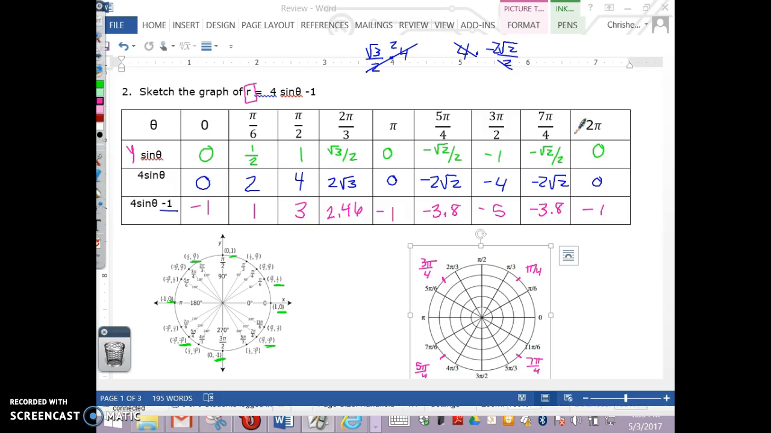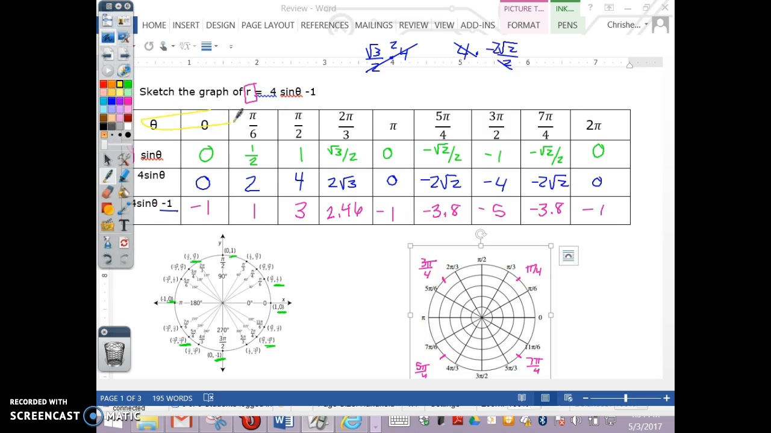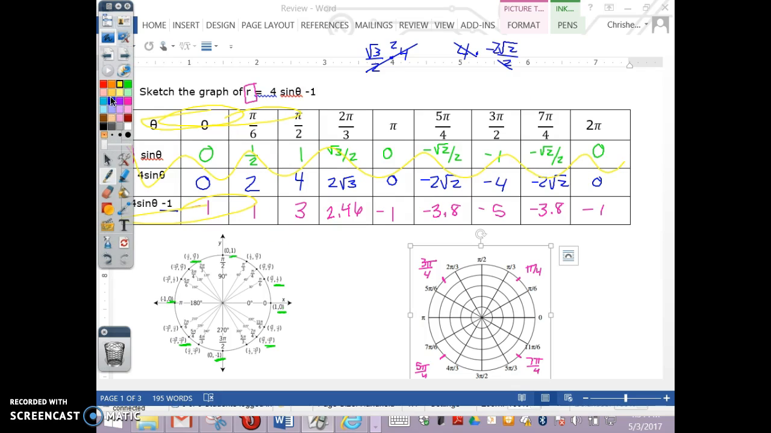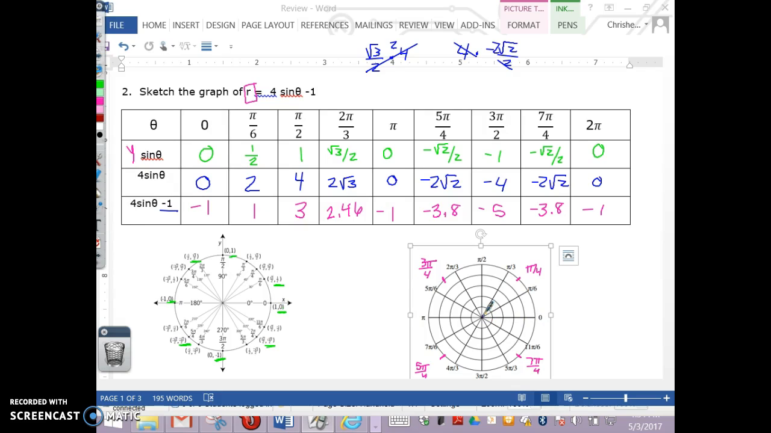All right. Now again, just like the last one, we're only graphing this top row and this bottom row. That's it. This stuff was all of our work kind of in between. All right, so at angle 0, I'm at negative 1. So angle 0, that's here. Negative 1, I've got to go back 1. Pi over 6, I'm at positive 1. Pi over 2, 3. 1, 2, 3.